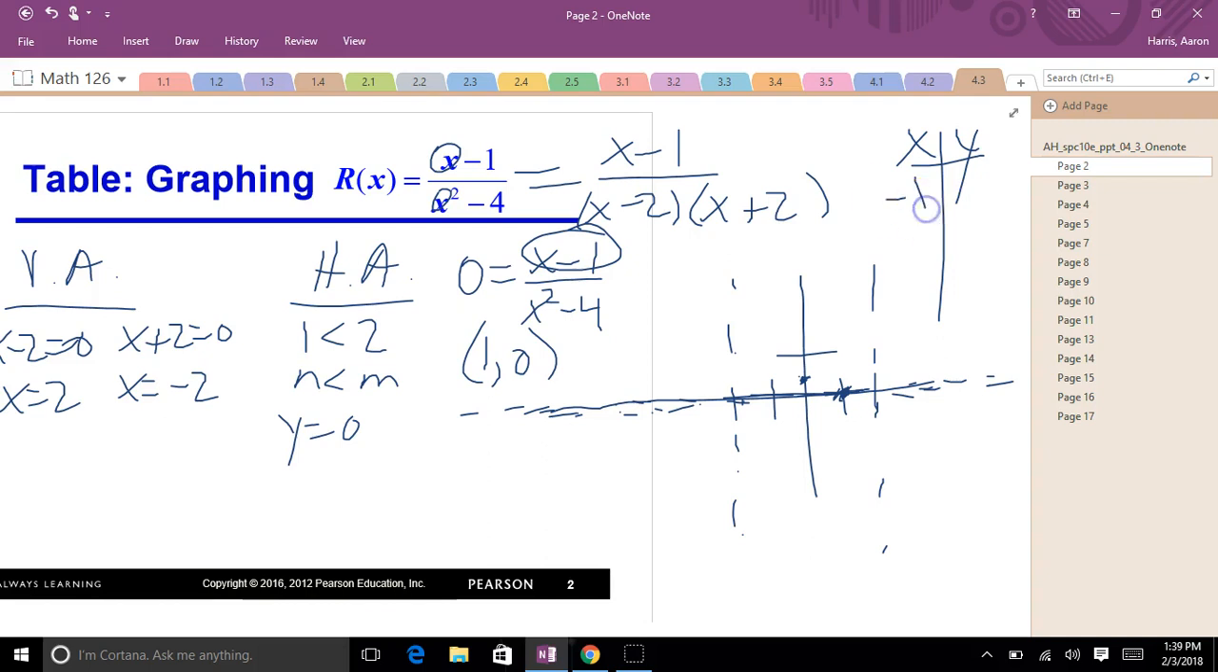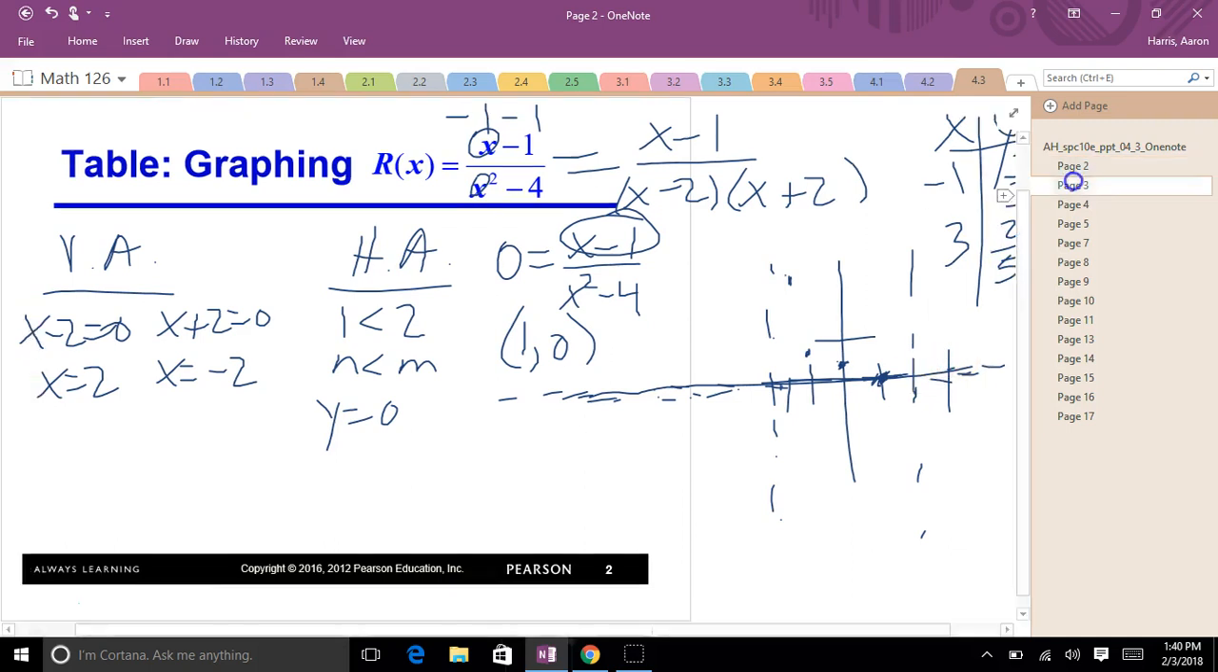Let's plug in negative 1. I get negative 1 minus 1 on the top, negative 2 over negative 3, so 2/3. So at negative 1 I'm up 2/3 of the way. Maybe you want to plug in negative 1.5, and you'll see it's a little higher. I don't want to take too much time on this, since we're going to do a bunch of examples today. But you want to throw in 3 as well, and you get 2/5.